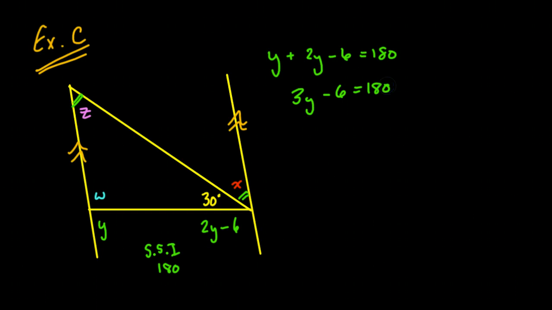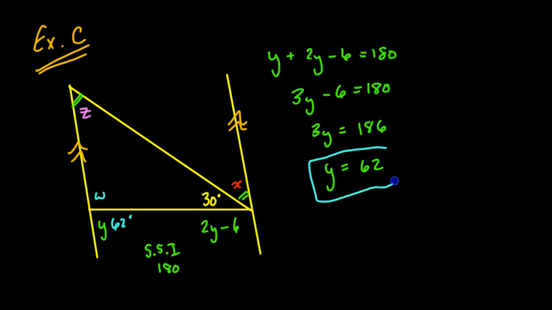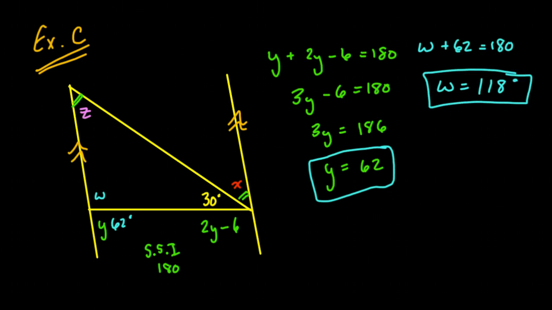So I get 3y, I'll add 6 on both sides, 3y equals 186. I'll divide each side by 3, and we're left with 62, which means y equals 62. I'm going to go ahead and write that in there. Now the reason I write it in there is because now I can find w. W and y are a linear pair, which means they add up to 180. So w plus that angle 62 is 180, which means w is 138. Oh, I'm sorry, 118. My apologies. 118.